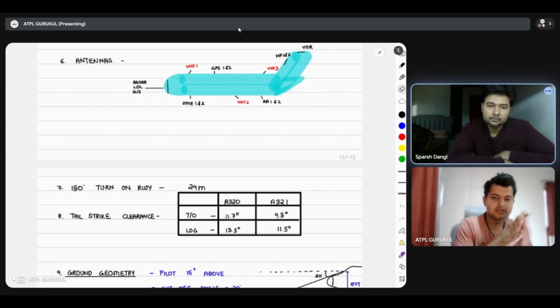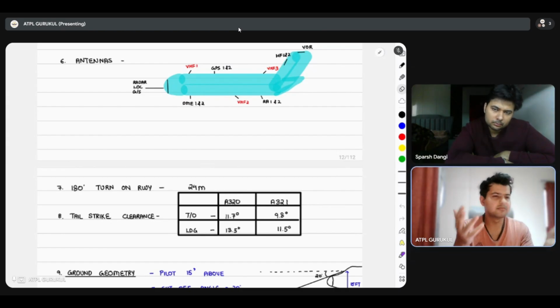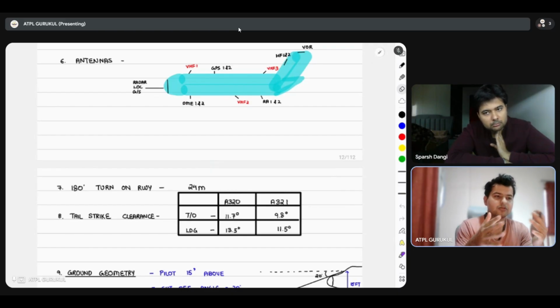Now, how much width of the runway do you need to turn? 24 meters. Again, basic information. It won't really help you anywhere in flying as well. It's just that if I have this much width, I can take a 180 degree turn. You anyway have a nominal runway width of 30 meters, and for the taxiway also you need 30 meters.